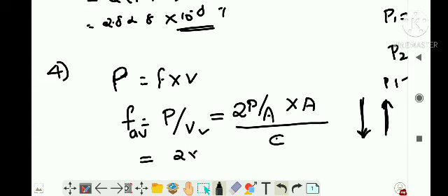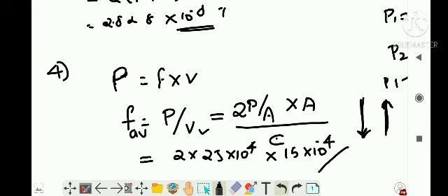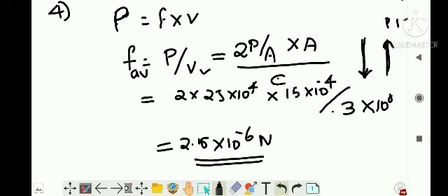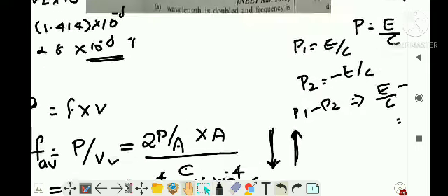So 2 into what is power by area given, 25 into 10 to power 4, into what is area given, 15 into 10 to power minus 4, because centimeter square is given, whole divided by 3 into 10 to power 8. Right. So what you will get as the answer, you will get it as around 2.5 into 10 to power minus 6 Newton. Clear? Right. Now let's move on to the next question, guys.